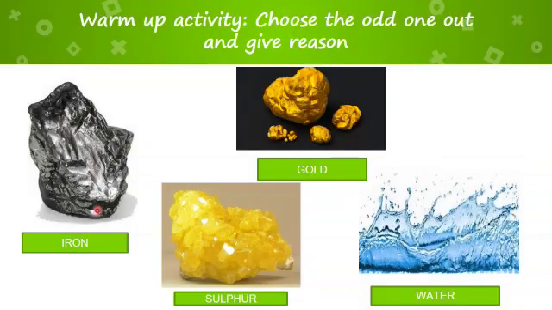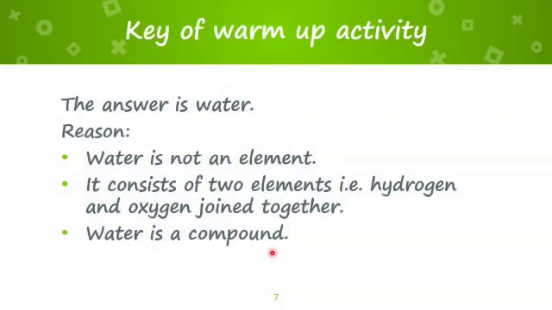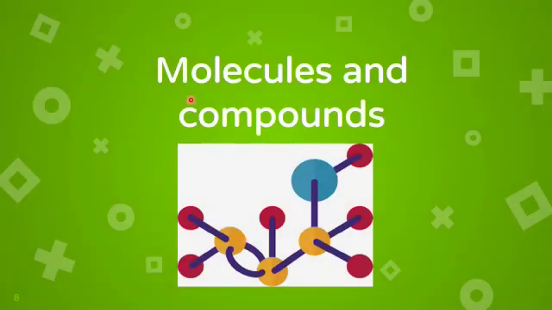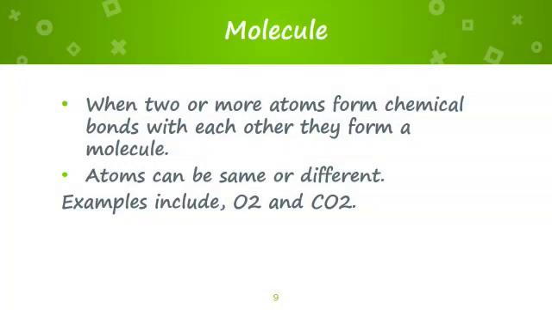Rest of them like iron, sulfur, and gold are elements, whereas water is a molecule or a compound. That's why water is the odd one. And water consists of two elements, that is hydrogen and oxygen, joined together. That's why water is a compound, it's not an element, and that's the reason water is the odd one out of them. Here is our main content, that is molecules and compounds. So let's start with molecule.